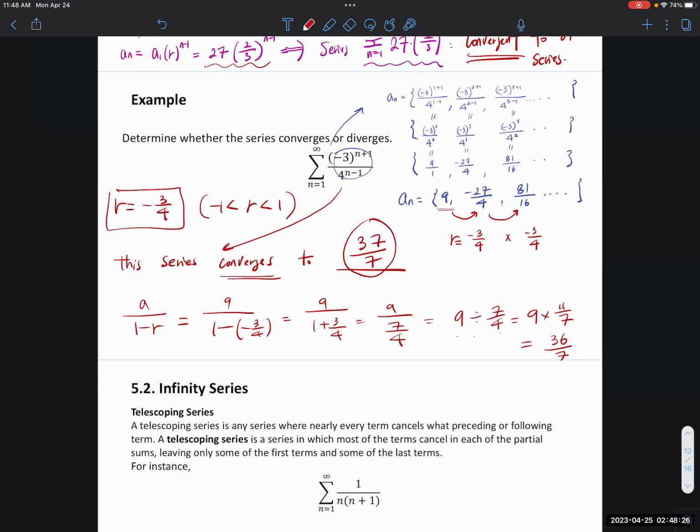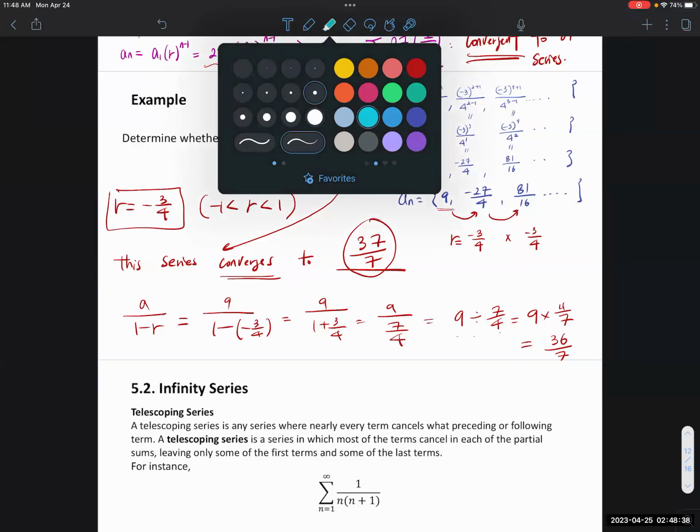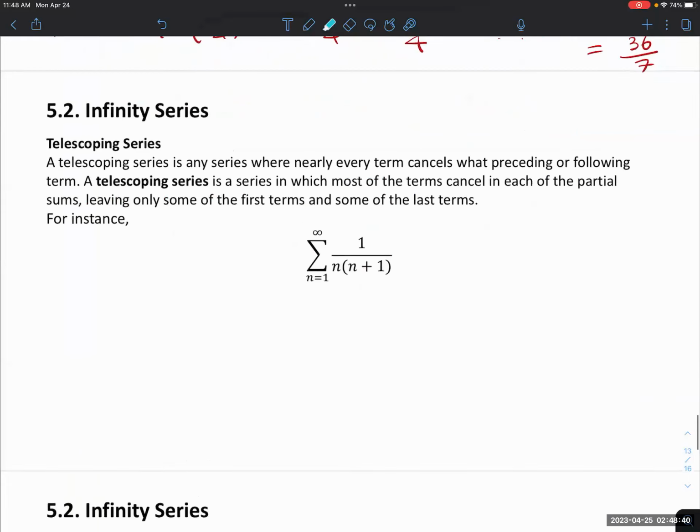So if you got that one, let's take a look at the bottom example. Okay. So I'm going to talk about telescoping. This is the last one. Let me change the color. So the third type is telescoping. This name is very interesting because it is special. A telescoping series is any series where nearly every term cancels with a preceding or following term. So you feel like something is canceling. So let's look at this. This is the format of the telescoping series.